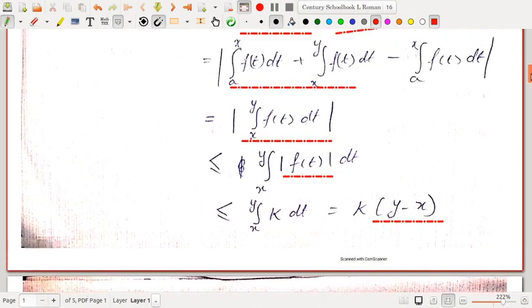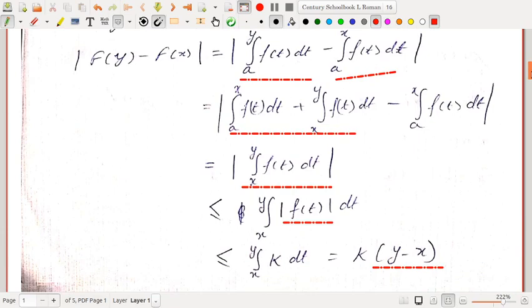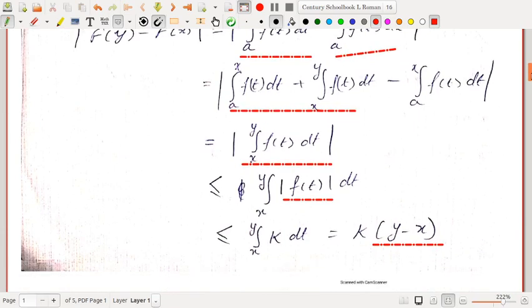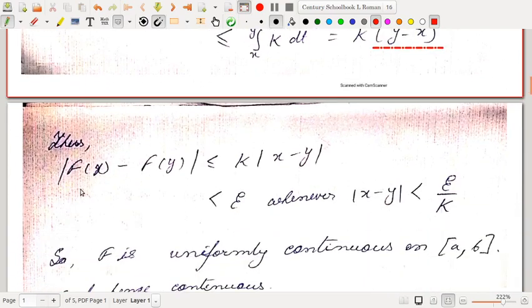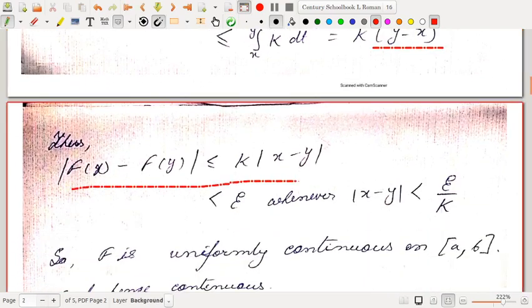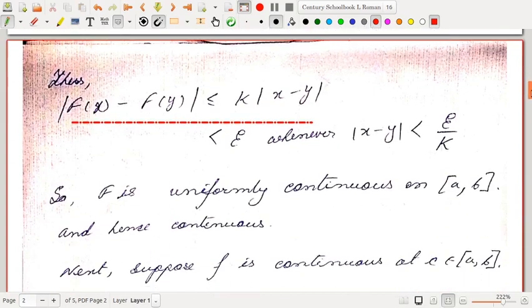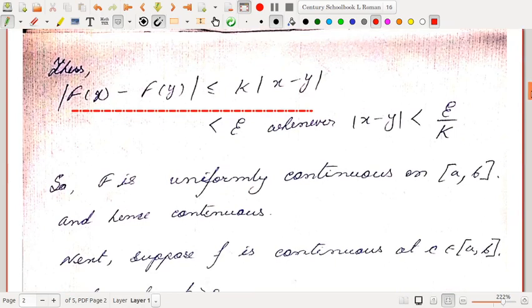Ultimately we have seen that |F(y) − F(x)|, or |F(x) − F(y)|, same thing, is less than or equal to k|x − y|. This is what we have proved: for any x, y inside the interval [a,b], |F(x) − F(y)| ≤ k|x − y|. Once this condition is satisfied, as we have already seen many times, this is the most preferred condition. If we can show that |F(x) − F(y)| is less than some constant times |x − y|, our job is very much over.